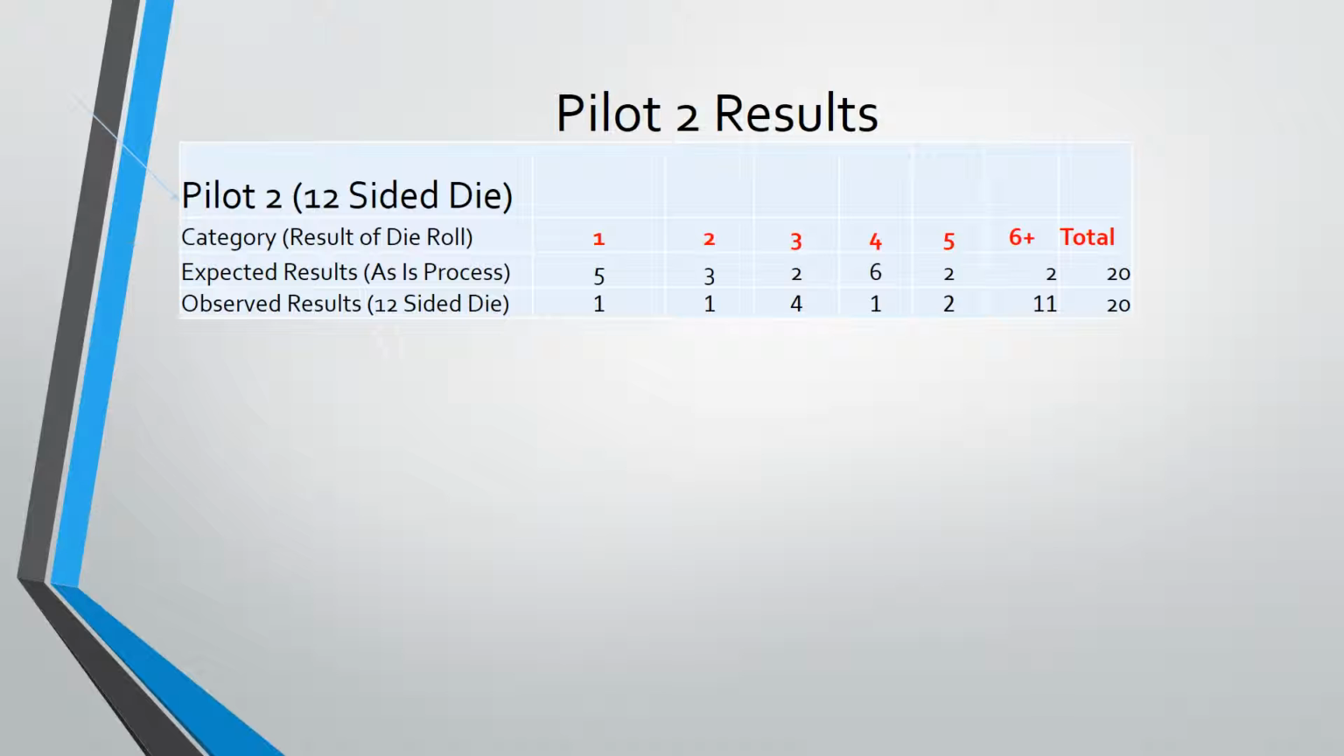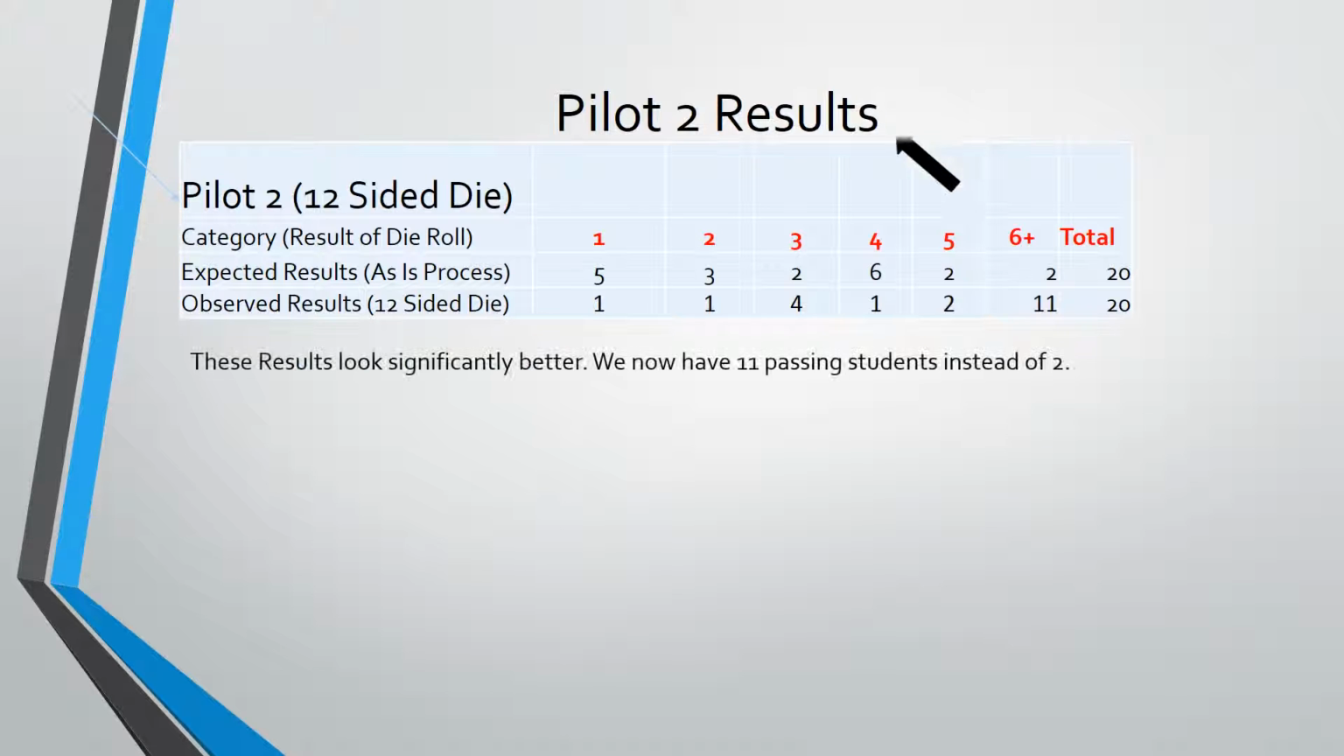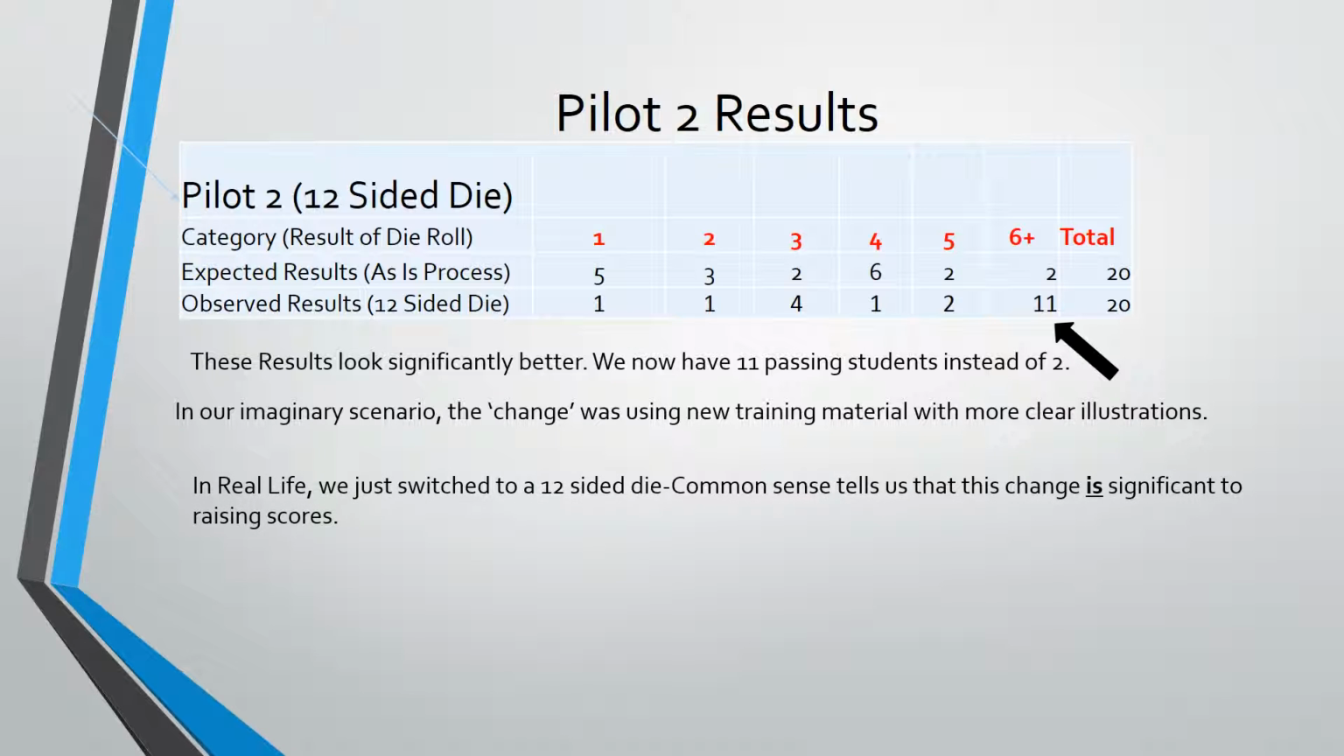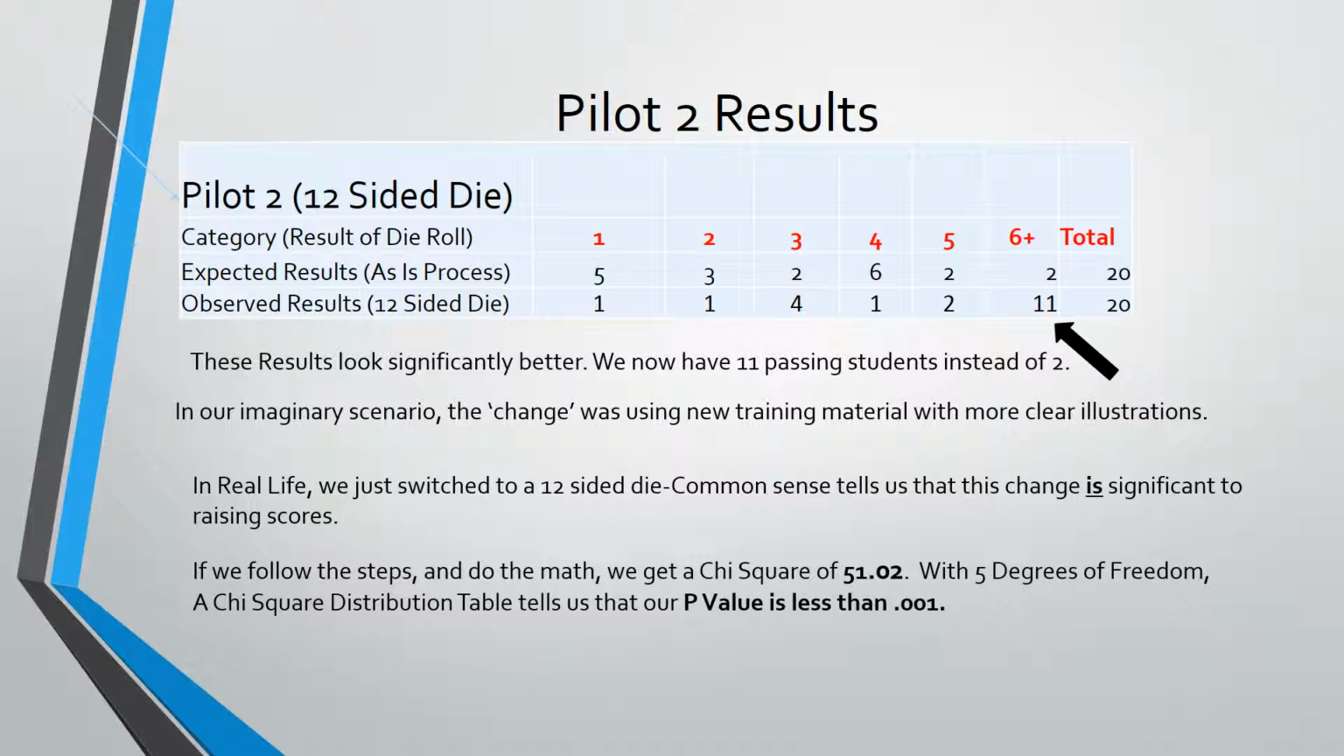So here we have observed results from our second pilot program. Like you'd expect, we got lots of scores that were 6 or higher. In our imaginary scenario, we said we just have new training material. In real life, we switched to the 12-sided die. So yeah, common sense is going to tell us this is a significant process change. We should be getting a lot of extra 6s.